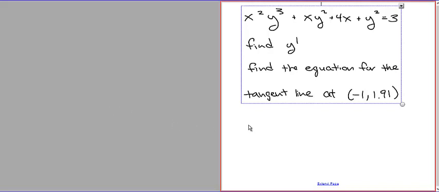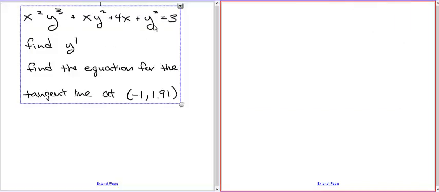Okay, so here are three additional problems using implicit differentiation that I've come up with. They're reasonably complicated, but I think they're good.